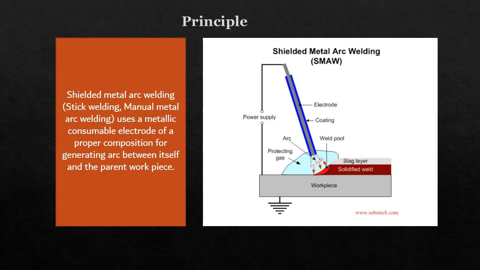The electrodes are coated with a shielding flux of a suitable composition. The flux melts together with the electrode metallic core, forming a gas and a slag, shielding the arc and the weld pool. The flux cleans the metal surface, supplies some alloying elements to the weld, protects the molten metals from oxidation and stabilizes the arc. The slag is removed after the solidification.